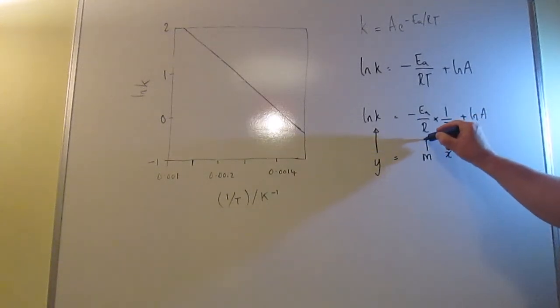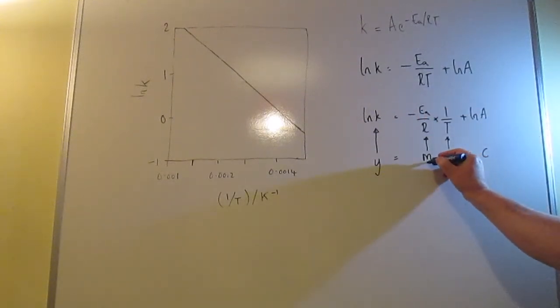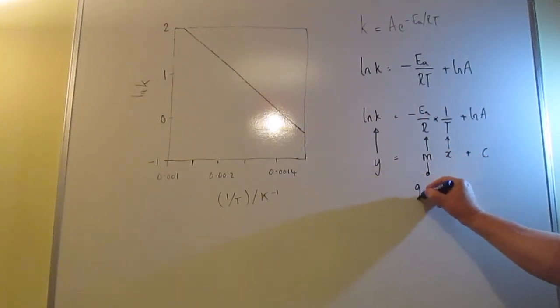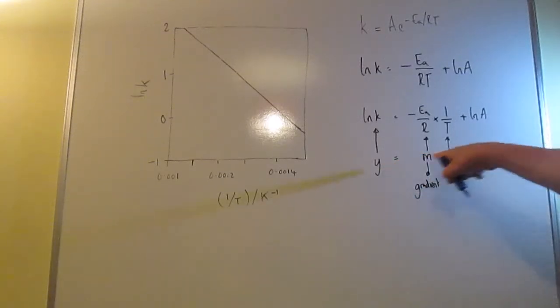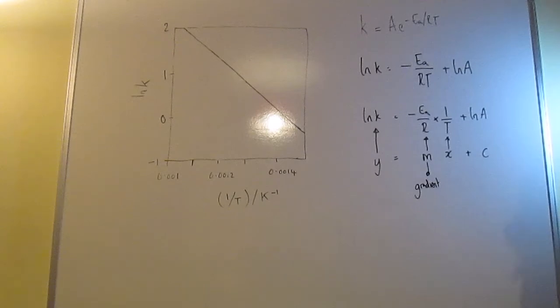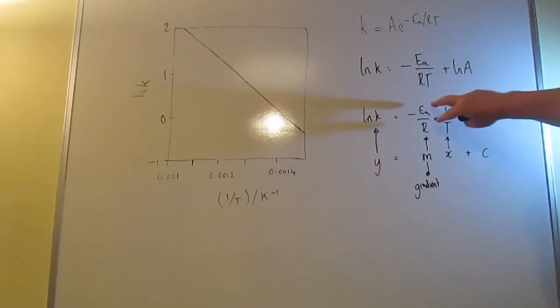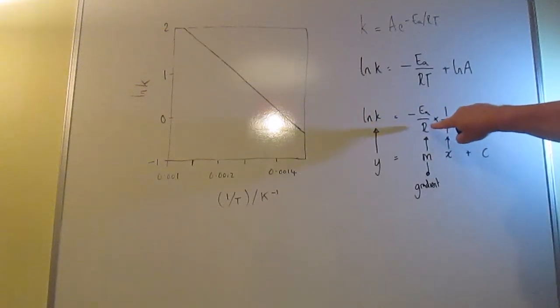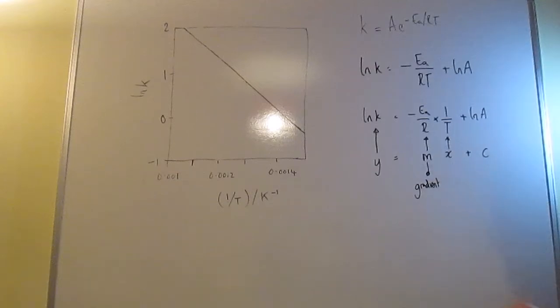So m is equal to minus Ea over R, and remember that is the gradient. Okay, so you know that from GCSE maths, that if you have an equation y equals mx plus c, m is the gradient of the line. So if we can find the gradient of that line, that will be equal to minus Ea over R, and since R is just the gas constant that comes off your data sheet, you can use that to find the activation energy.